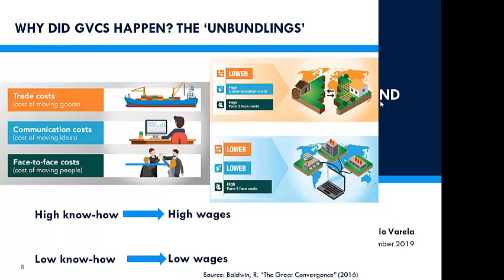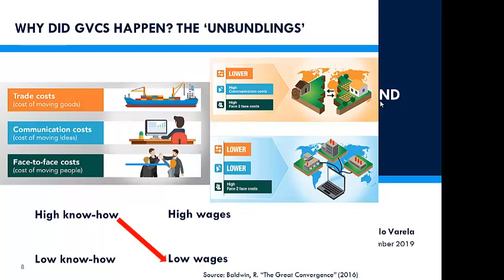Right? The communication cost fell, and therefore you could not only separate consumption and production, you could separate production itself, the different phases, and outsource the things that require labor from the things that require skilled labor. Now, what this technology made possible is that you're combining the high know-how that headquarters will have, say, in Germany, with the low wages of the workers that are in factories, say, in Bangladesh or in Pakistan or in India or in Honduras or Mexico, right?